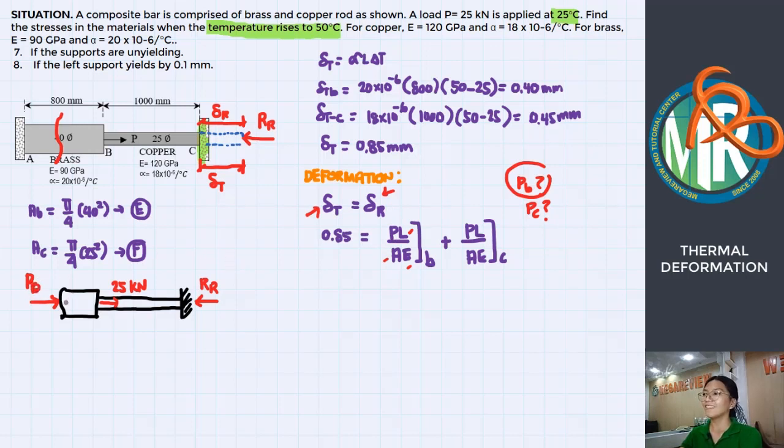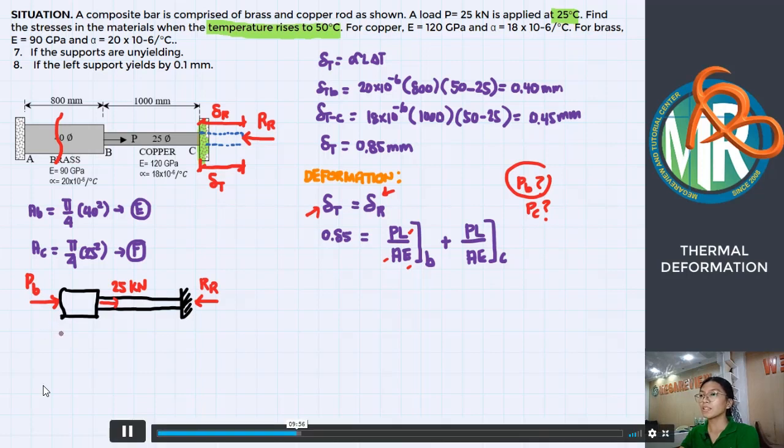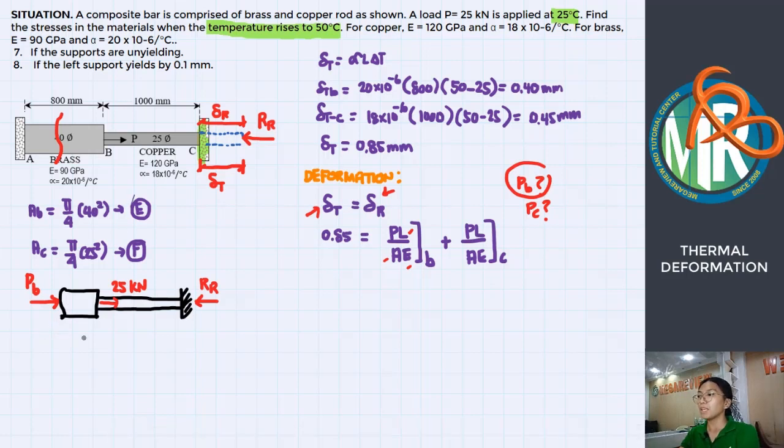By the way, PB pala to, no? Sorry. Right? So, by summation forces horizontal, pwede nating sabihin that PB here is equals the reaction at the right support minus 25 kilonewton. So, gawin natin tong naka-newton, 25,000. Okay? So, meron na tayong force kay PB.